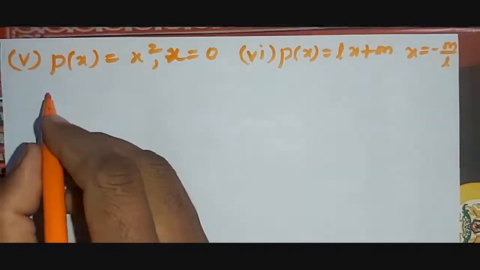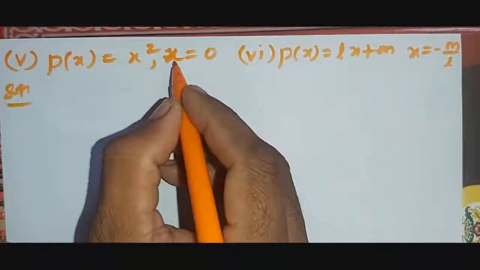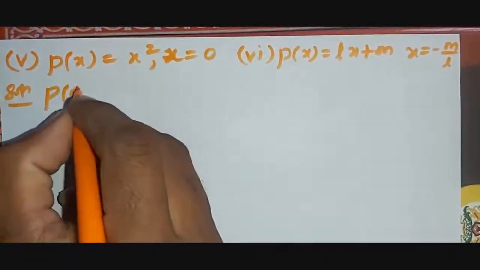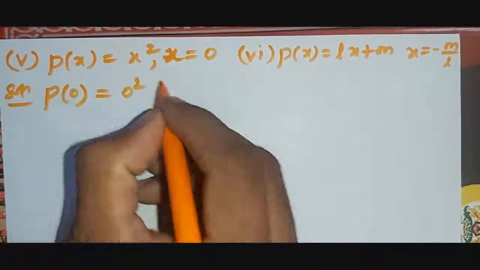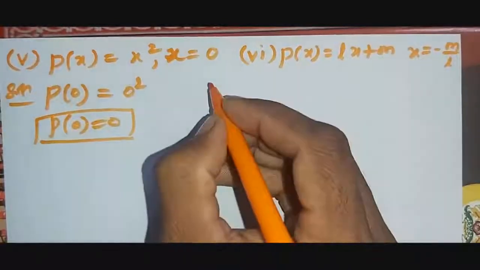Okay, here we have the fifth question. Solution. Say P of x is equal to x square. If x is equal to 0, P of 0 is equal to 0 square. Therefore, P of 0 is equal to 0. It is also a zero of the polynomial.